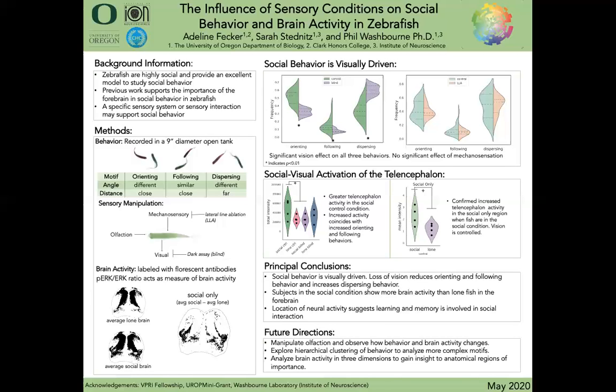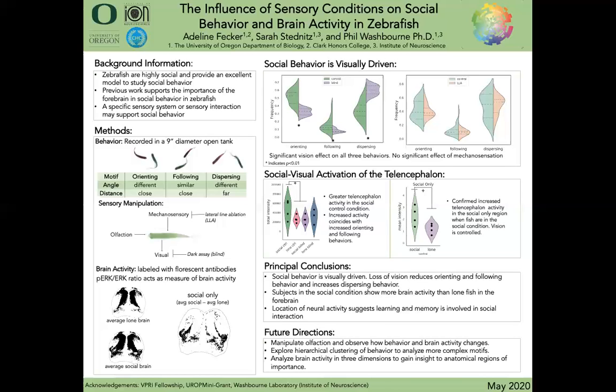So when we look at our results from the behavior data, we can see that when fish are in the blind condition, when they're in the dark, there are significant changes to all three behaviors. So we see less orienting behavior, we see less following behavior, and more dispersing behavior. However, when we ablate the lateral line and affect mechanosensation, we don't see any changes in the three behaviors that we measured. So we can conclude that social behavior is visually driven and mechanosensation is not really playing a role.